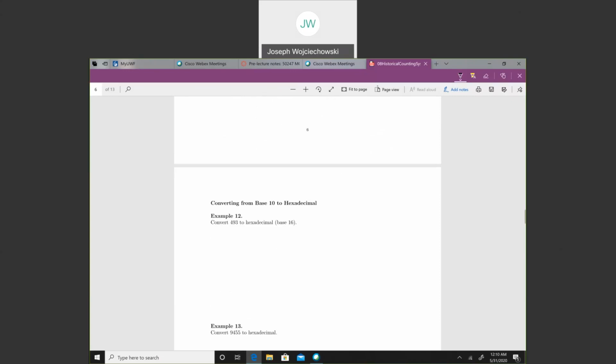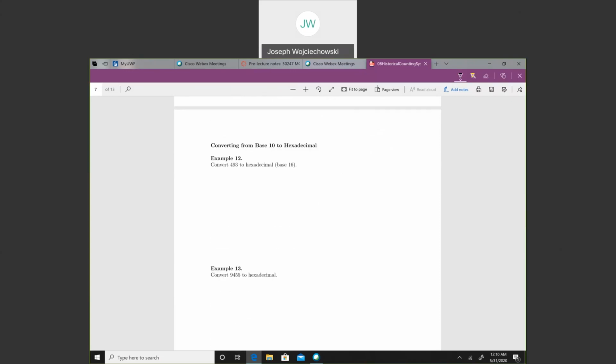Okay, now we're going to go the other way. So I have 493, and I want to convert it to base 16, which is called hexadecimal. So I have 16 to the 0, which is 1. I have 16 to the first, which is 16. I have 16 to the second, which is, was that 512? Oh, 256.